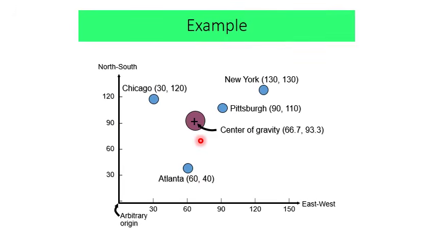So when we plot those 66.7 and 93.3, that is the centroid, that is the center of gravity. As you see, here is the center of gravity. It shows that there is high frequency in Pittsburgh, and there may be less frequency in Chicago. This center of gravity indicates that there is high frequency in Pittsburgh, maybe less frequency in Atlanta.